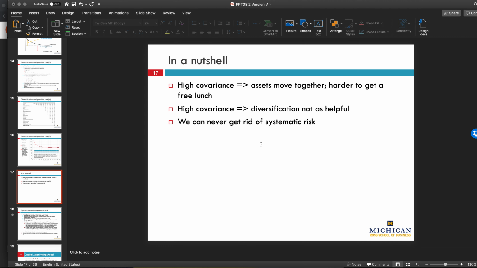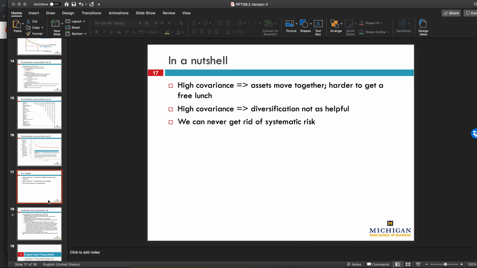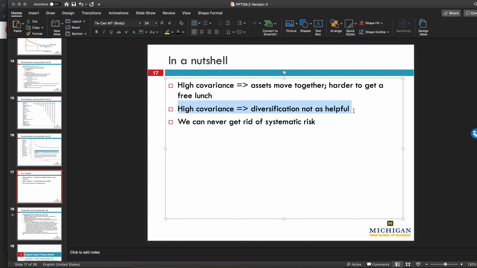So in a nutshell, high covariance means that assets move together, and it's harder to get a free lunch. So for instance, if you had two of these stocks that were super highly correlated, let's say, well, Apple and Microsoft are pretty highly correlated, but even the diversification from that is helpful. But if they were 100% correlated, diversification would do nothing for you, and you would therefore not have any benefit from it. As soon as they stop being 100% correlated, diversification helps you. High covariance, diversification is not as helpful. Low covariance, diversification helps you a lot.